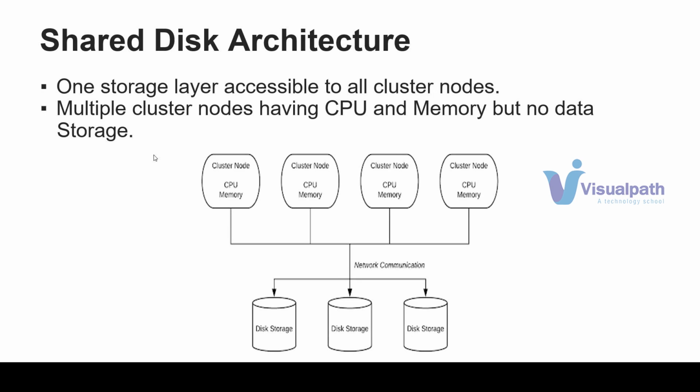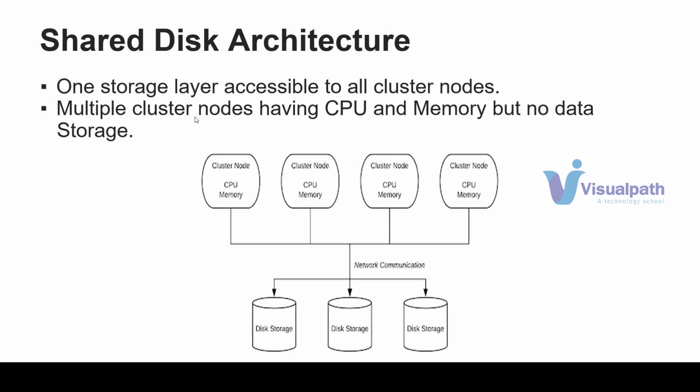So here if we come to the shared disk architecture, we have disk storage in the picture. If we see, we have three disk storages, all are shared with all the compute resources. So I have cluster node 1, cluster node 2, cluster node 3, cluster node 4. Disk storage 1 is sharing the data to all the compute resources. Disk storage 2 also sharing the data to all the compute resources. Storage 3 also sharing the data to all the compute resources. That's the reason we call this architecture a shared disk architecture.